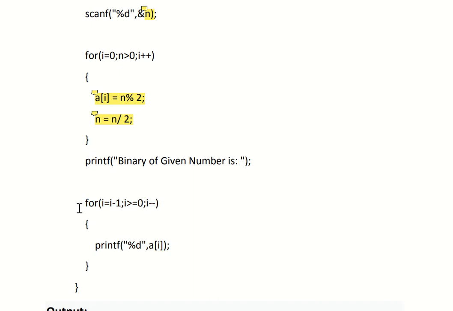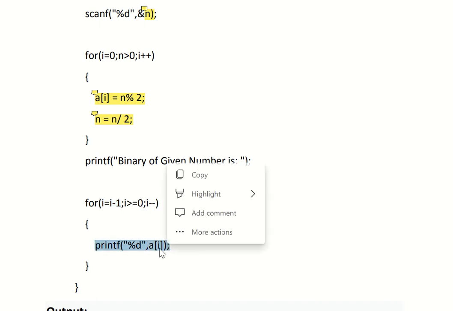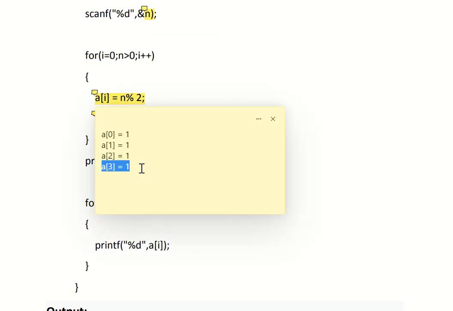Okay, so now here for I equal to I minus 1. So first of all, let me tell you one thing, the previous value of I, it was 4. Okay. So at this point, 4 minus 1, I is equal to 3. Okay. And 3 is greater than equal to 0. Condition is true only. So printf a of I. A of I means a of 3. So here a of 3 is 1.